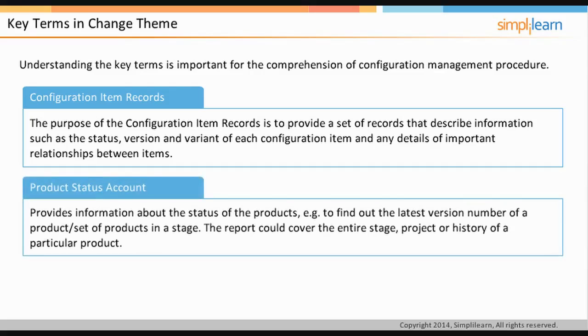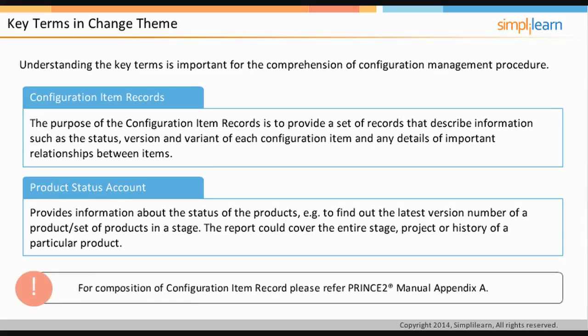Product status account. The purpose of the product status account is to provide information about the status of the products. For example, to find out the latest version number of a product or set of products in a stage. The report could cover the entire stage, project, or history of a particular product. We will continue our discussion of the key terms in the next screen.